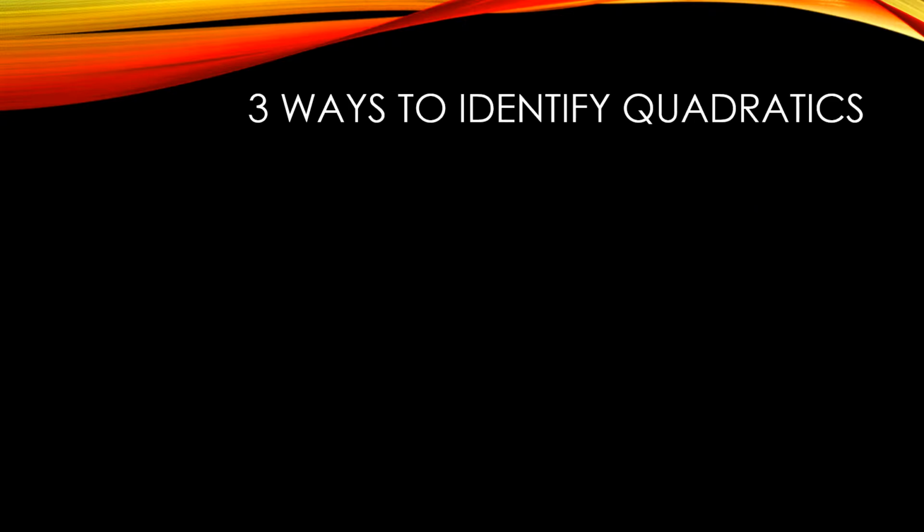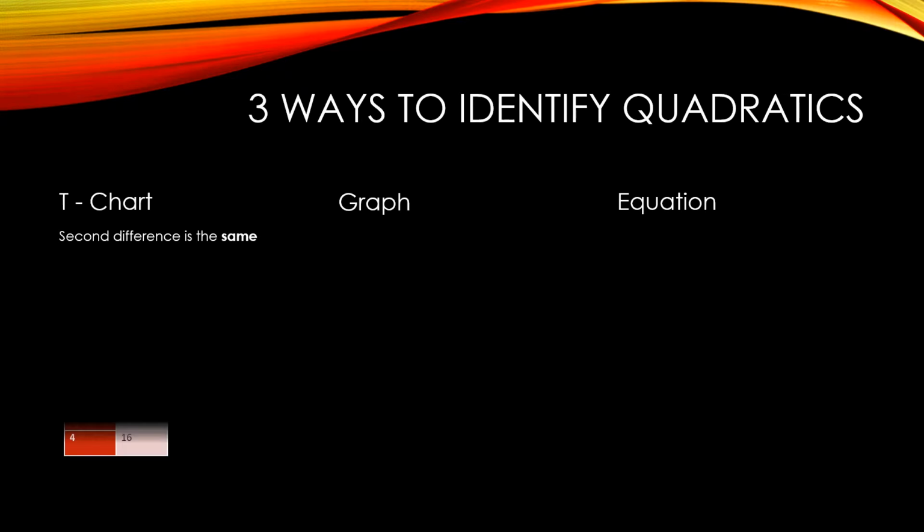So here are the three ways to identify a quadratic relation. It's by t-chart, by graph, or by equation. So if you're working with a table of values and your second difference is the same, then it's a quadratic relation. Here's what I mean.